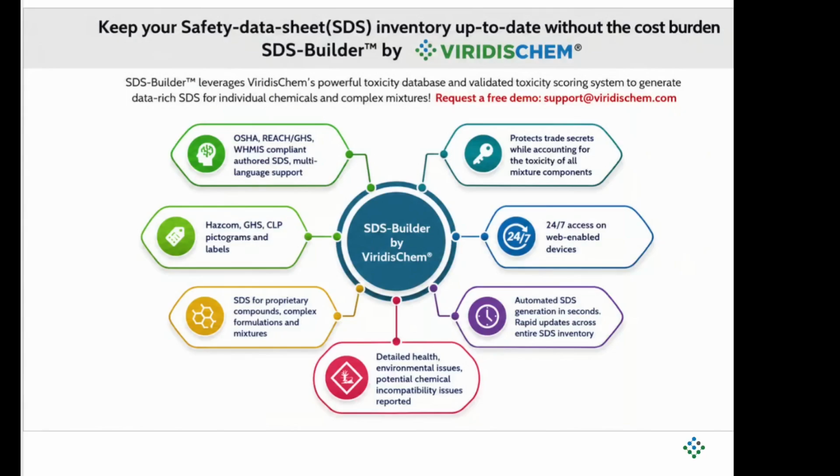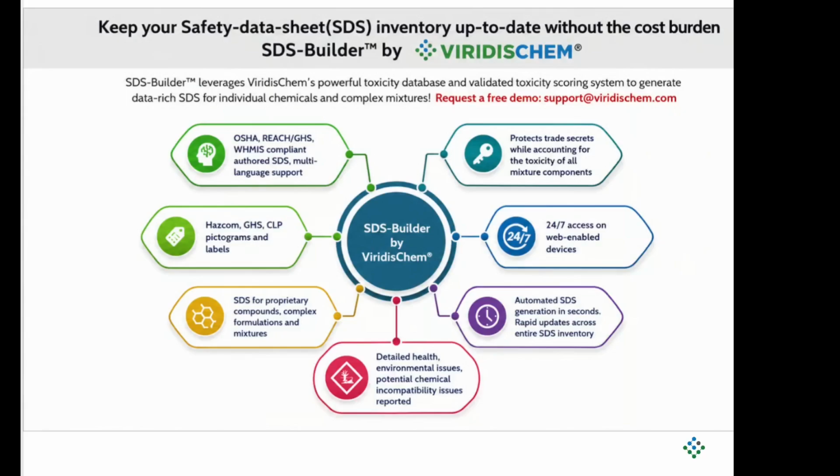This AI-powered subscription-based software can build authorable and fully customizable safety datasheets for most known chemicals within seconds and generate the copies in multiple languages. Utilizing ViridisChem's comprehensive and highly curated toxicity database and properties predictor, it can also generate SDS for proprietary API molecules and complex mixtures or formulations. All you need to provide is the chemical name, CAS name, or SMILES strings.